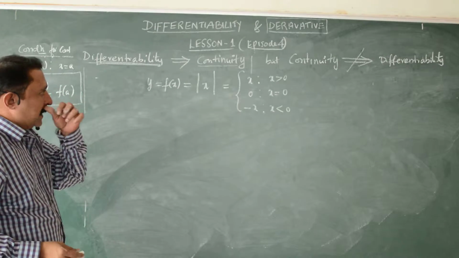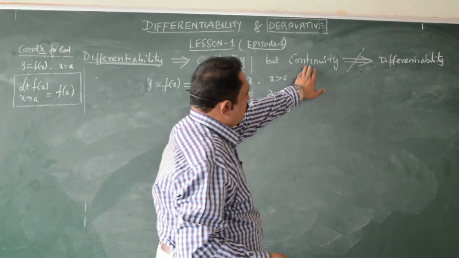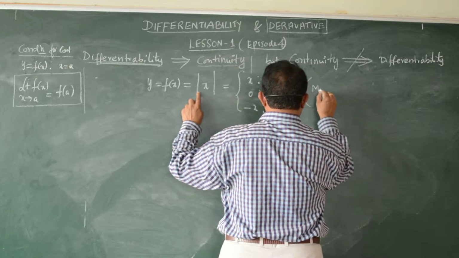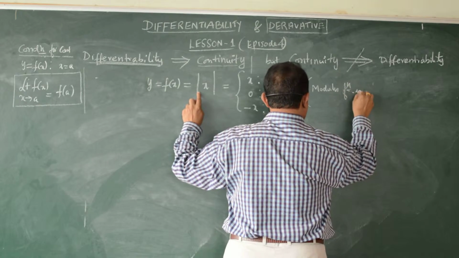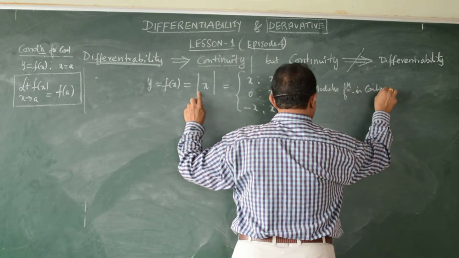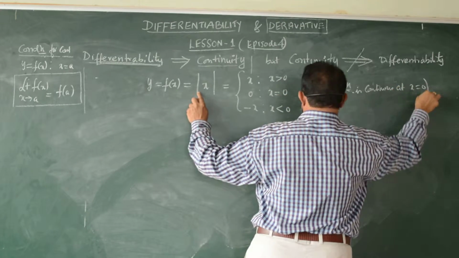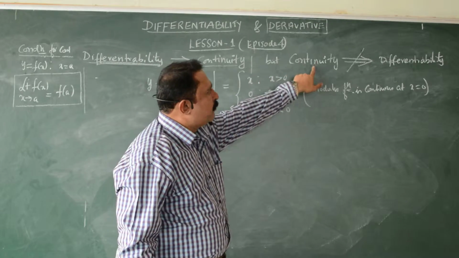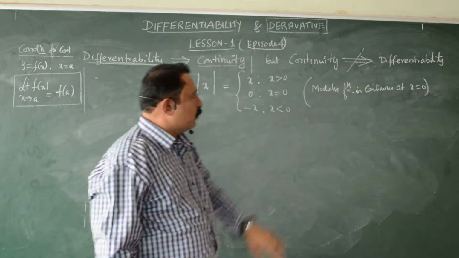Now I will check the derivative test. We already know that it is a continuous function, because you know that modulus function is continuous at the origin, that is at x equals 0. So I am not going to prove the continuity test. I'll prove that though this is a continuous function, it is not differentiable at x equals 0.